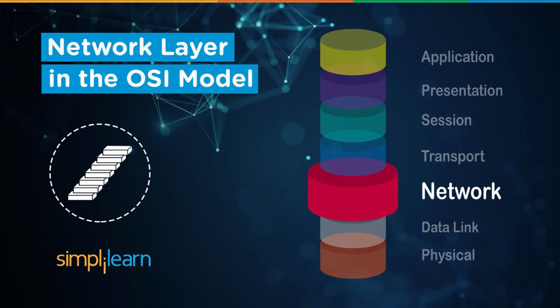So in the networks model, before the data is ready to be transmitted over the network channel, it is important to provide the data with the address information about the source and the destination for the routing process. This task is handled by the network layer of the OSI model.